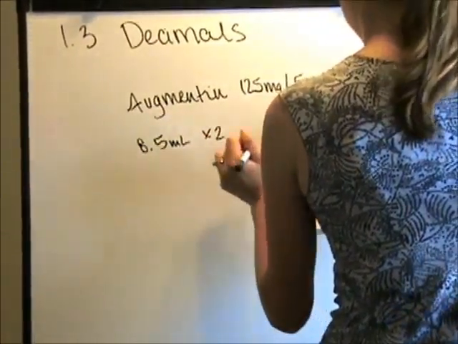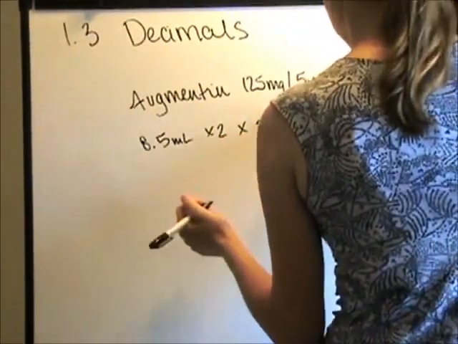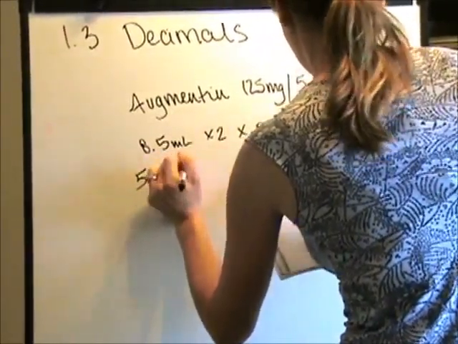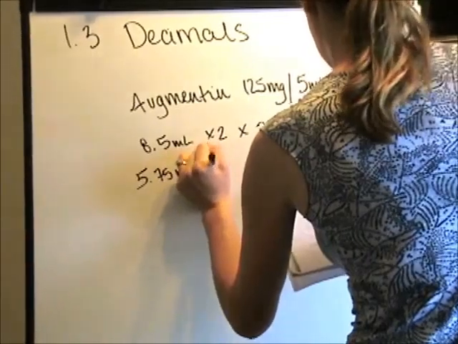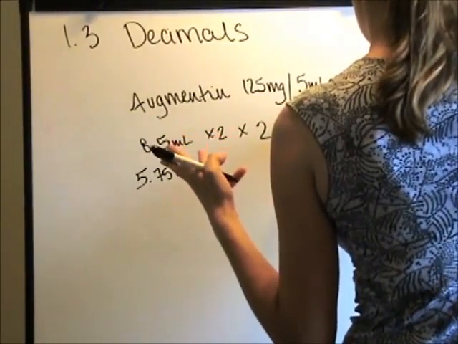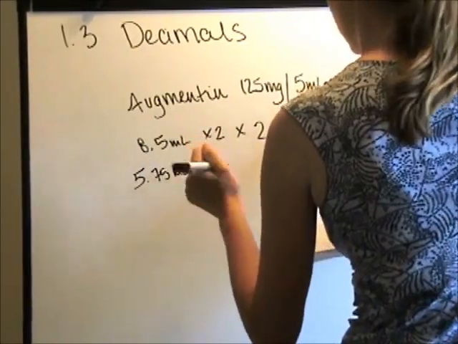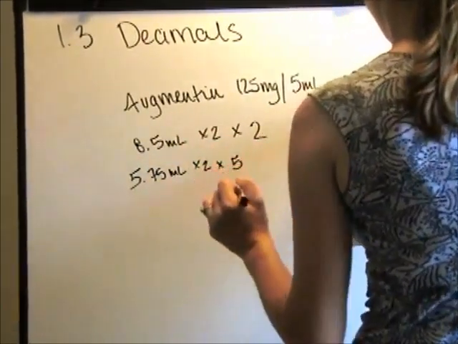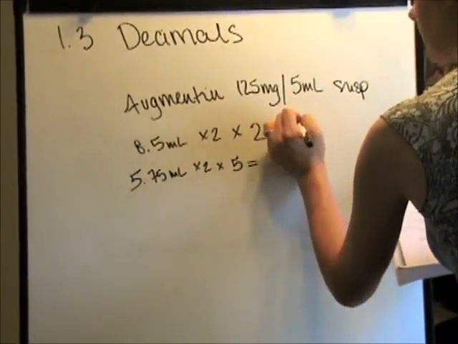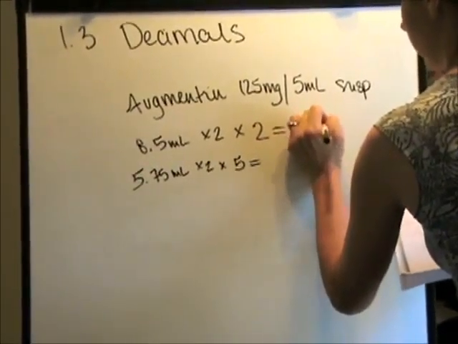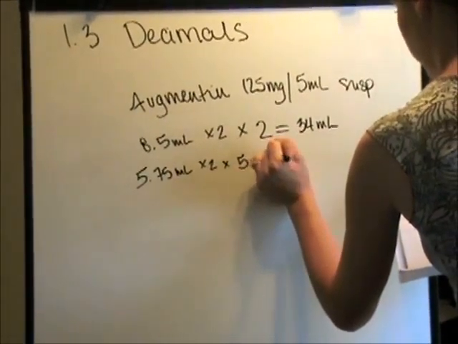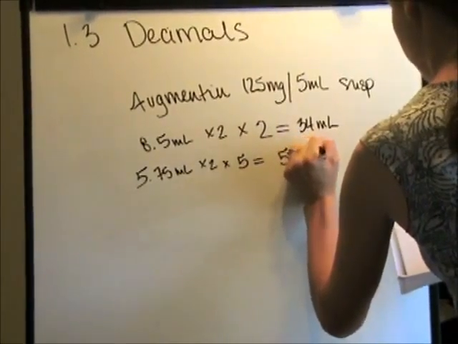twice a day for 2 days, and they're taking 5.75 ml twice a day for days 3, 4, 5, 6, and 7, so for 5 days. All right, so multiply these out. We get 34 ml up here. Take that times 2 and then take that times 5 and we get 57.5 ml.